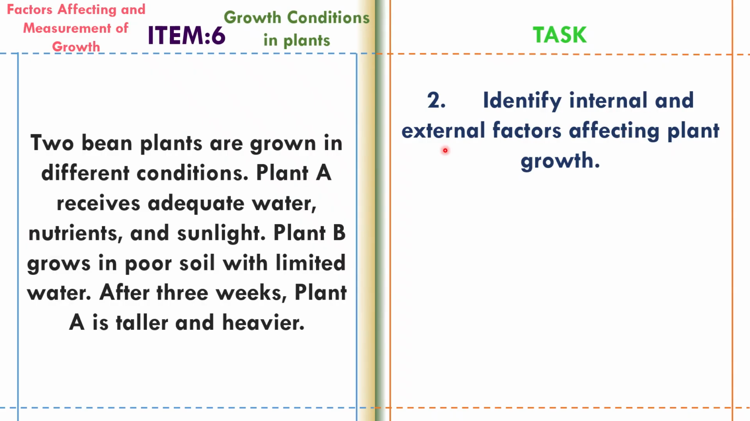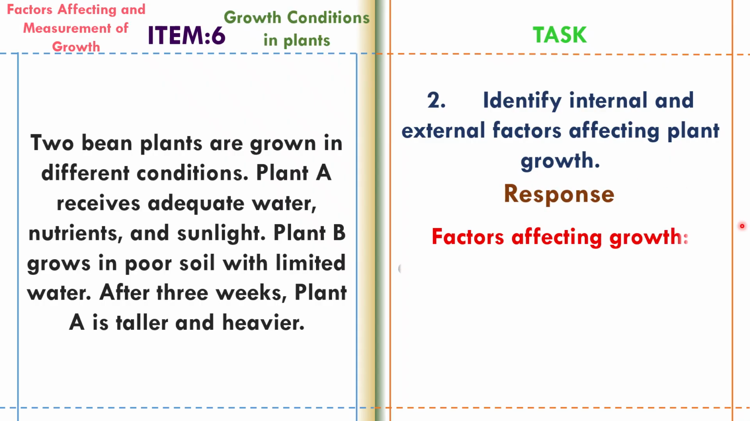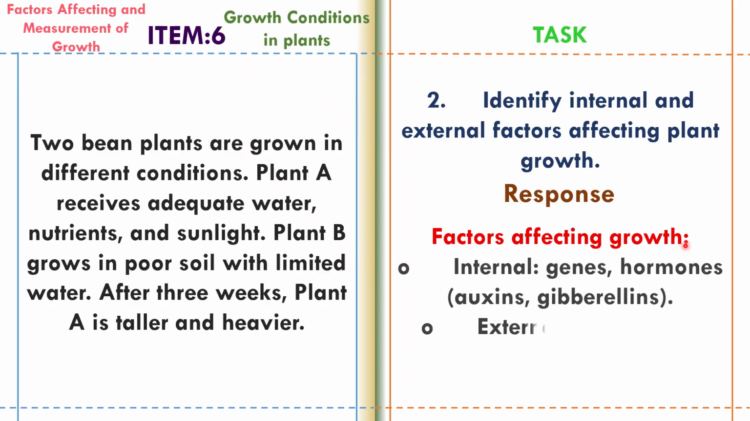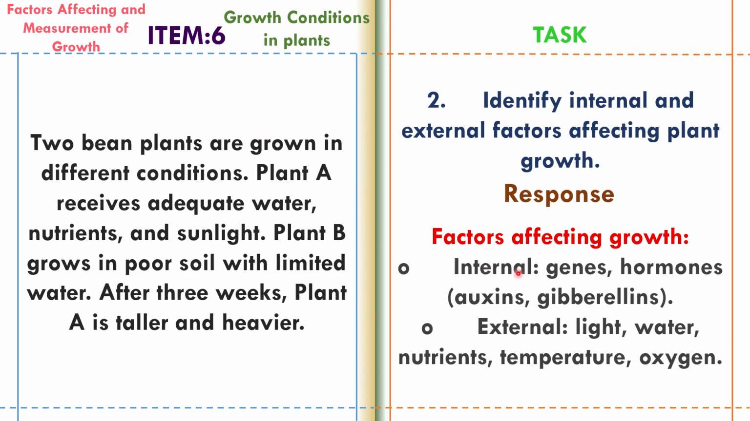Identify internal and external factors affecting plant growth. Factors affecting growth: external, internal. Internal include genes, hormones like auxin, gibberellins, among others. External factors include light, water, nutrients, temperature, and oxygen.